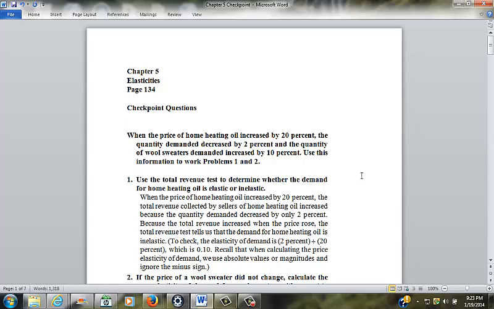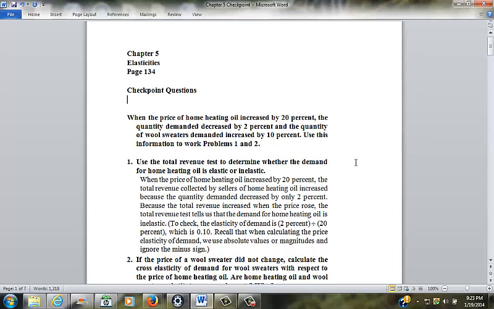Please don't freak out too much about the math. Look at the numbers that they're giving you. When the price of home heating oil increased by 20%, the quantity demanded decreased by 2%. The total revenue collected by sellers increased because the quantity demanded decreased. Highlight that here.